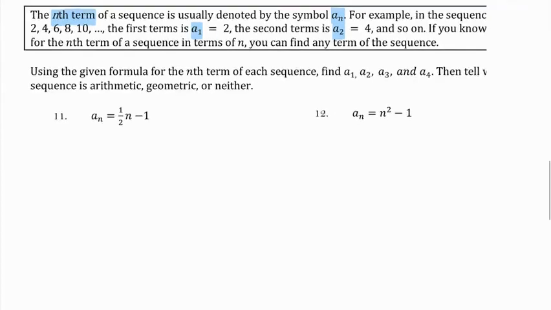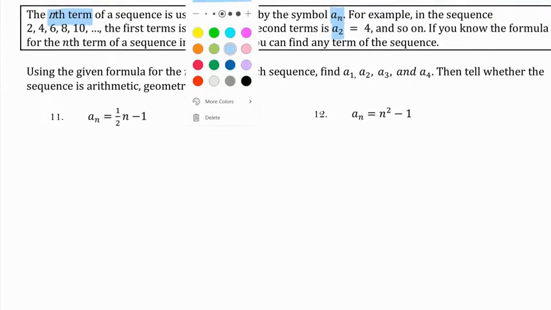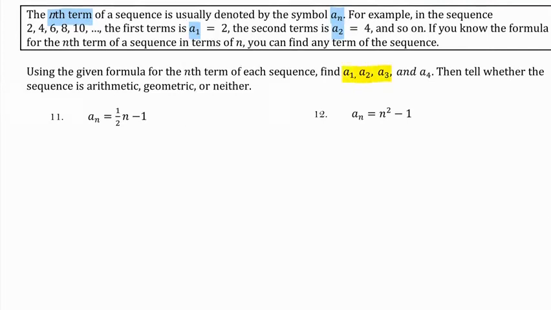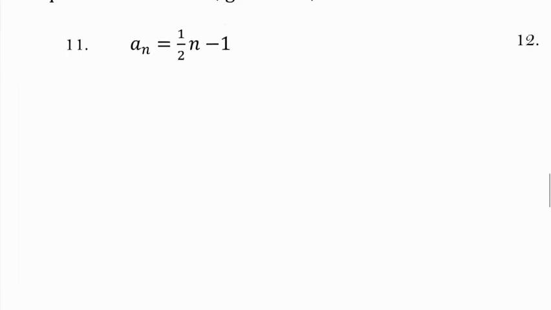But to start, we're going to take a formula for a sequence that's given to us, and then we're going to generate the first 4 terms. So a sub 1, a sub 2, a sub 3, a sub 4. And then once we have those terms, we can do what we just did. We can decide, is this arithmetic, geometric, or neither? Okay, so we'll take our first one here. We've got a rule that a sub n equals 1/2 of n minus 1. Okay, so then we're going to go through and find our first 4 terms.